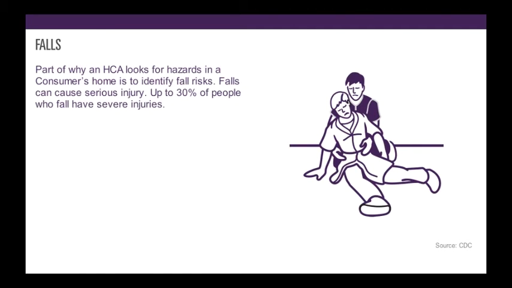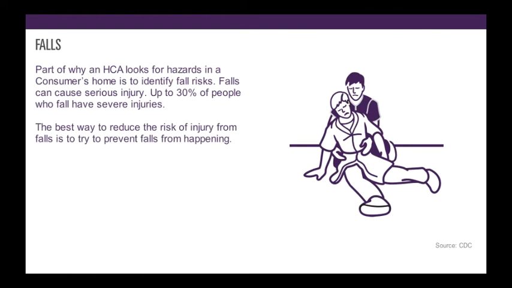Part of why an HCA looks for hazards in a consumer's home is to identify fall risks. Falls can cause serious injury. According to the Centers for Disease Control and Prevention, up to 30% of people who fall have severe injuries, such as hip fractures or head injuries, including traumatic brain injuries. The best way to reduce the risk of injury from falls is to try to prevent falls from happening.